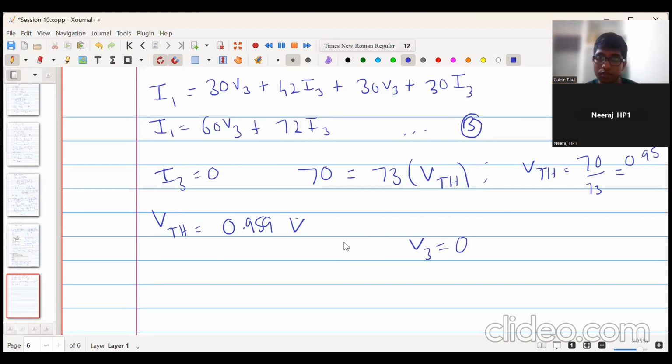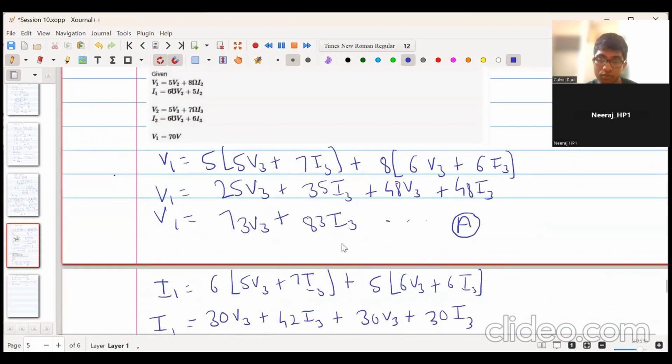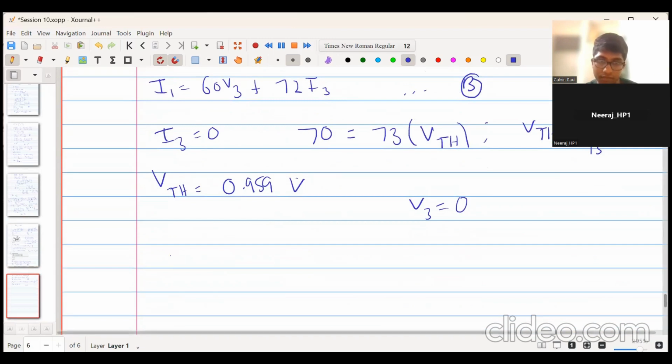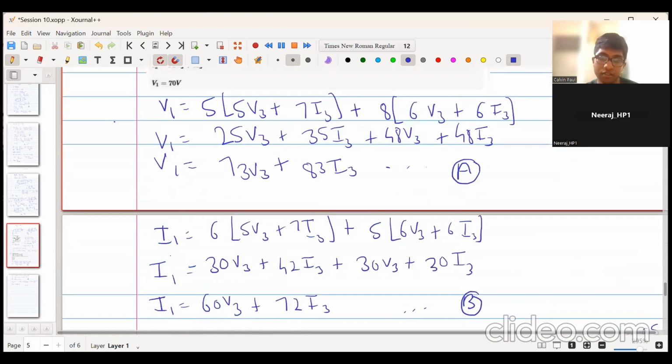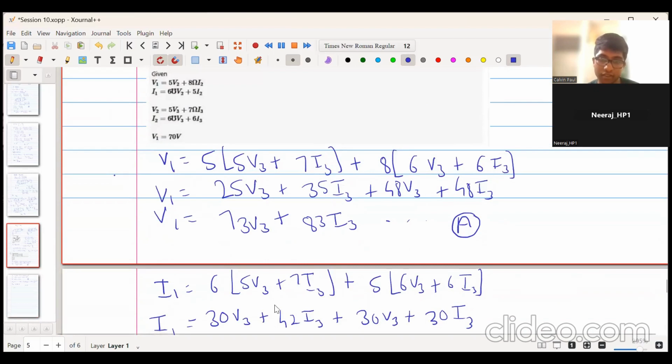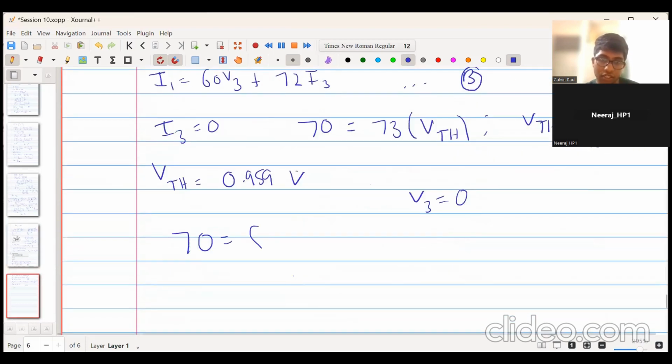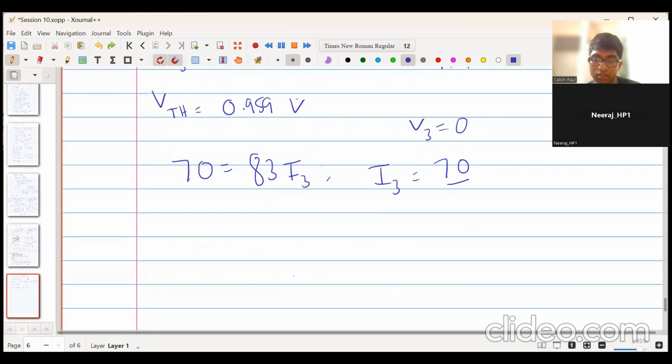When we put V3 equal to 0, we get V1, that is 70, is equal to 83 into I3. Okay, 70 is equal to 83 into I3. So I3 is equal to 70 upon 83, which comes out to be 0.84 ampere. This is the Norton current.